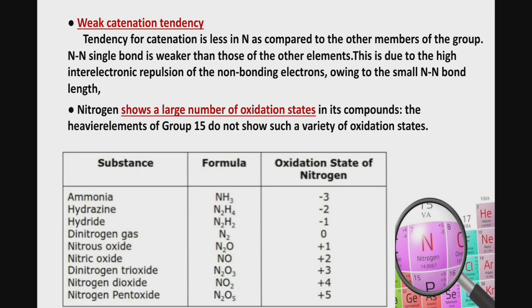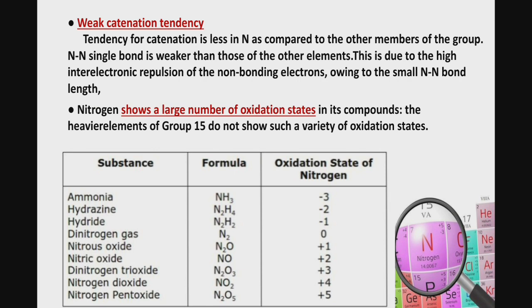The tendency for catenation is less in nitrogen as compared to the other members of the group, and the single N-N bond is weaker than those of the other elements. This is due to the high inter-electronic repulsions of non-bonding electrons owing to the small N-N bond length.